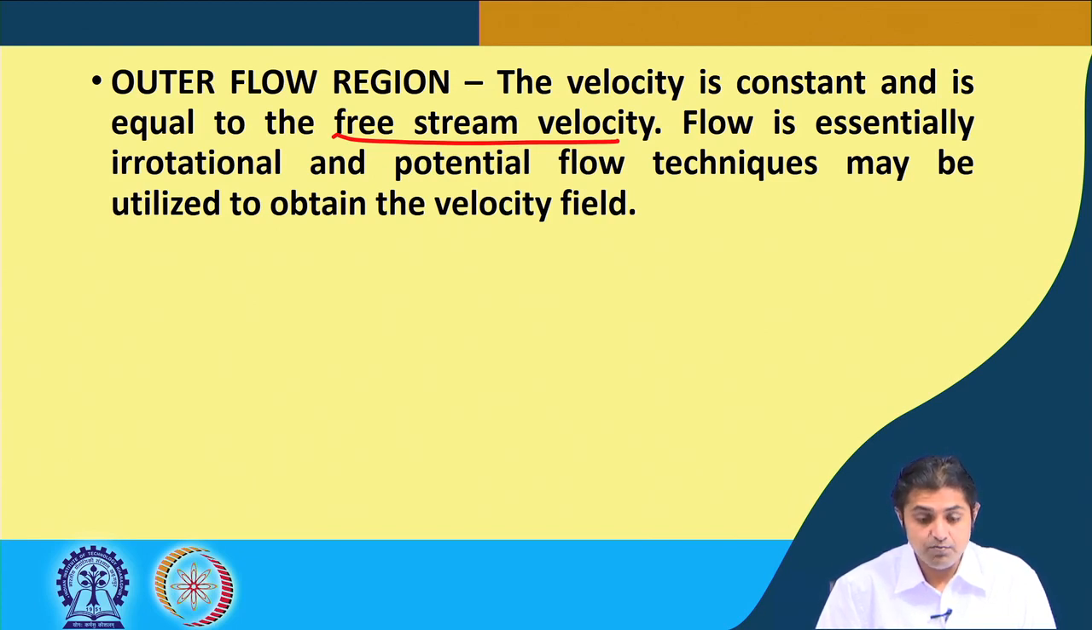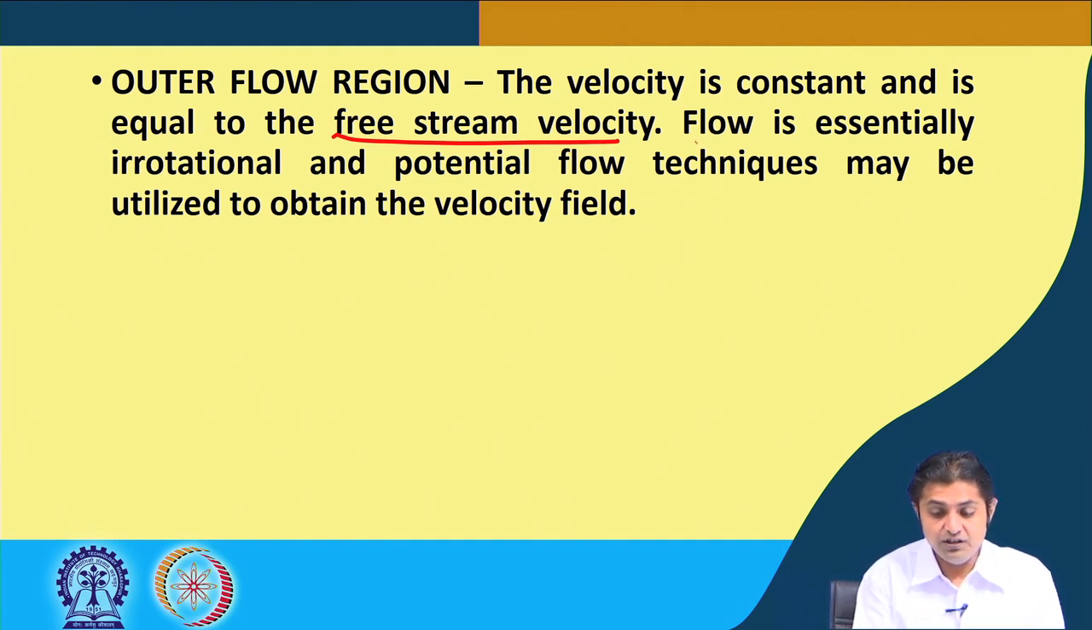The boundary layer is a very important phenomenon in oceans and rivers. Phenomena such as sediment transport or the transport of phytoplankton and larvae occur in this particular region, the boundary layer. However, above that is the outer flow region, and the velocity remains unaffected. There, we do not consider viscous forces and the flow is essentially irrotational, and therefore potential flow techniques may be utilized to obtain the velocity field.